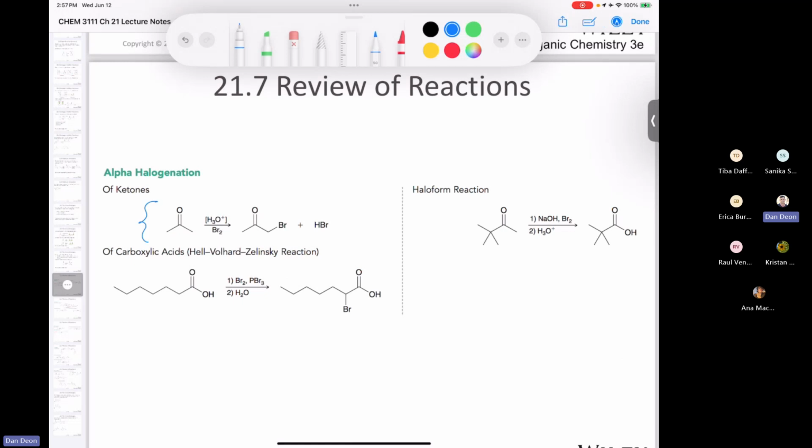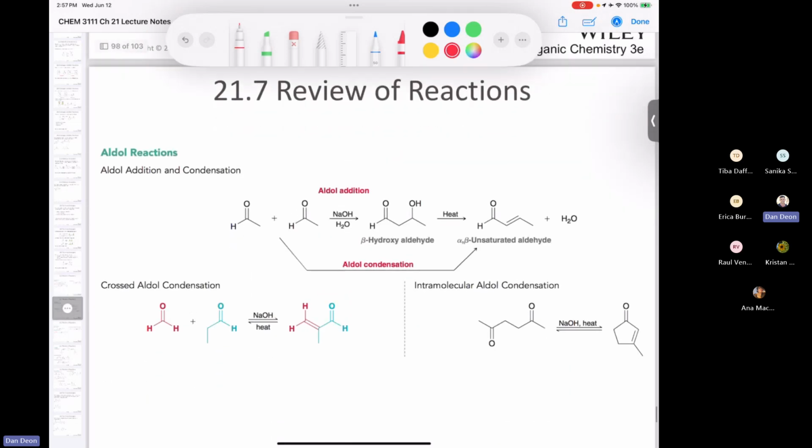This is where we start, with what we call alpha halogenation. You can see where it comes from with the alpha carbon. You put a halogen there. And then we're going to get into a reaction called the Hell-Volhard-Zelinsky. How's that for a name? Anyhow, sometimes we call it the HVZ reaction. And then we're going to get into the haloform reaction, which is a really important reaction.